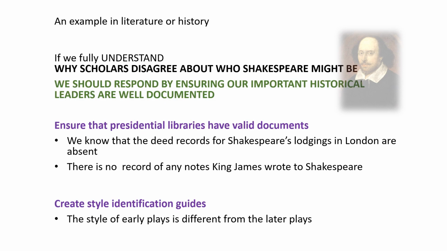So what do we do with this? We might say, well, if we understand why scholars disagree about Shakespeare and the reasons they disagree, we might think to ourselves, we should ensure our important historical leaders are well documented, so this doesn't happen to us. Maybe we should take a look at our presidential libraries and make sure that they have valid documents that are well supported, because we know that things get lost in time. And we might even create a style identification guide, handwriting or typical words that were used, so that we know that this really is the speech of a president.